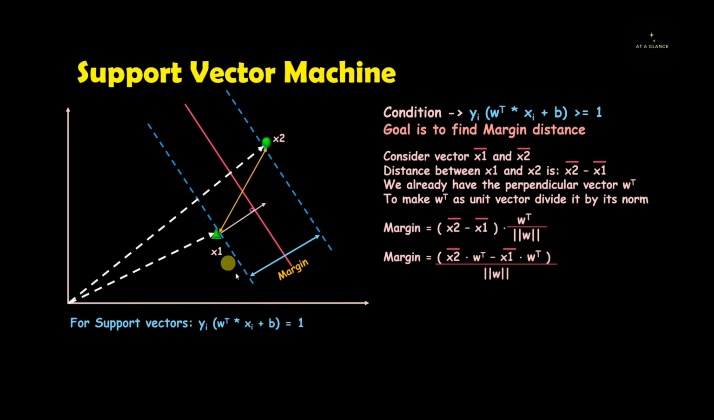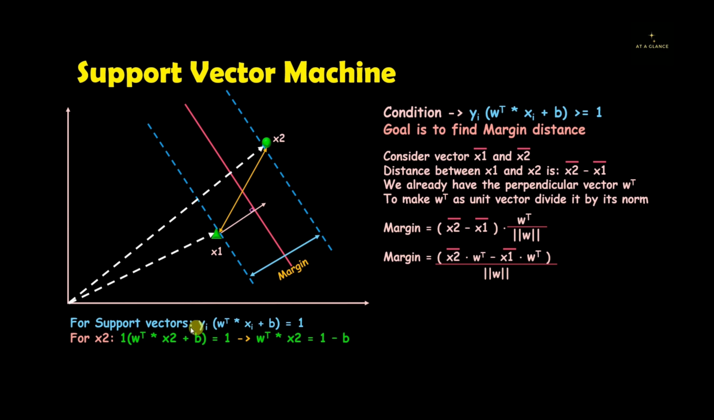This multiplication of these two terms, that is yi and the expression, will always be equal to 1 because it is actually lying on the gutter. The support vectors are lying on the gutters. That is why it will be equal to 1. So therefore x2 and x1 are also lying on the gutters.